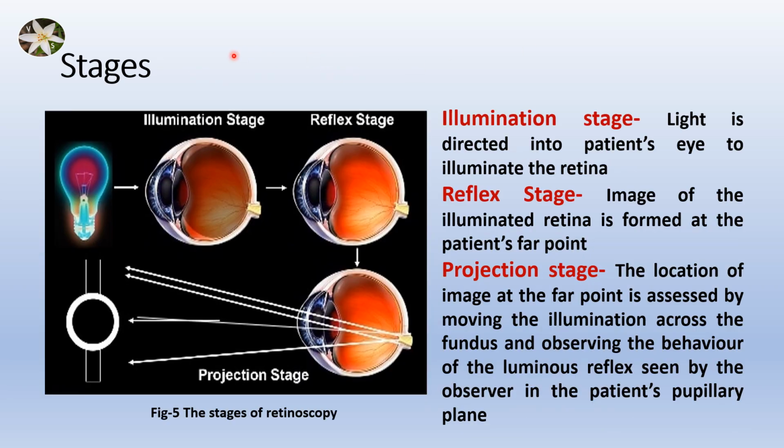So in retinoscopy, there are these three stages almost happening simultaneously. There is the illumination stage where the light is directed onto the patient's eye, and there is the reflex stage when the image of the illuminated retina is formed at the patient's pupil, and there is the projection stage where the location of the image at the far point is assessed by observing the characteristics of this glow at the patient's pupillary plane.